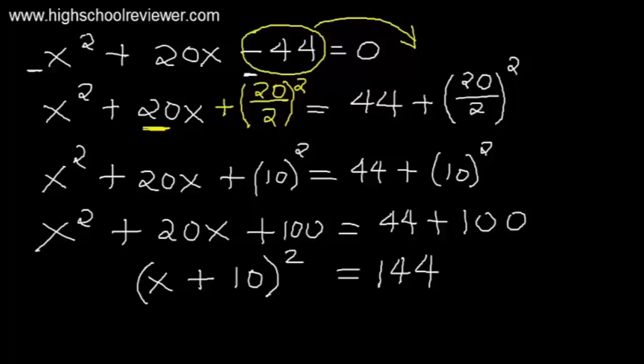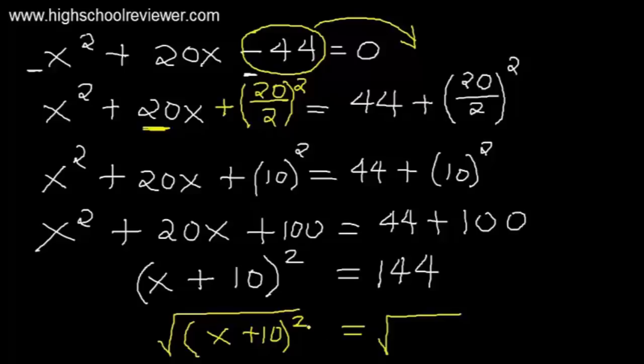And then to eliminate the square or the power of 2 here, we need to get the square root of both sides. So we will have here the square root, and on the right side we will also get the square root. So this will be the square root of x plus 10 raised to the power of 2, and this will also be the square root of 144.